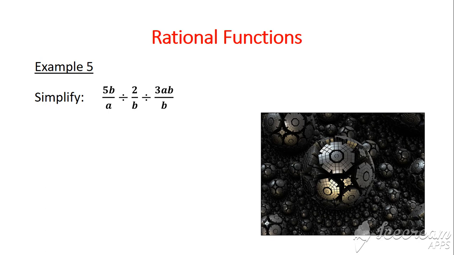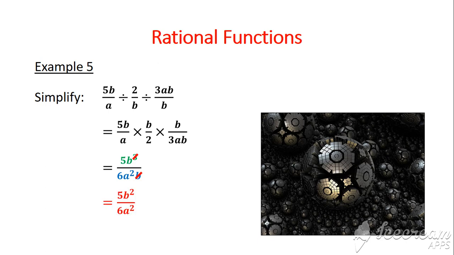If we're trying to divide 3 fractions, in fact, we can take the second and third fractions and flip them over, so long as we don't touch the first fraction, and then all the divides turn into a multiply. So now we can just go top times top times top, and bottom times bottom times bottom. And in this example, one of the b's on the top is going to cancel with one of the b's on the bottom, and we're going to be left with 5b squared on the top over 6a squared on the bottom.